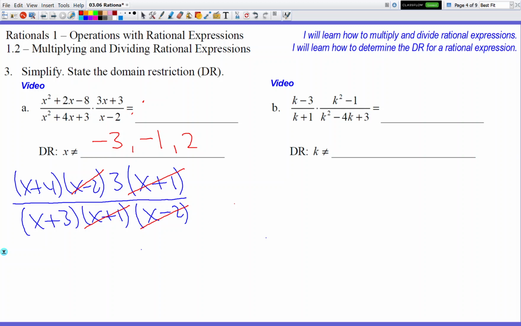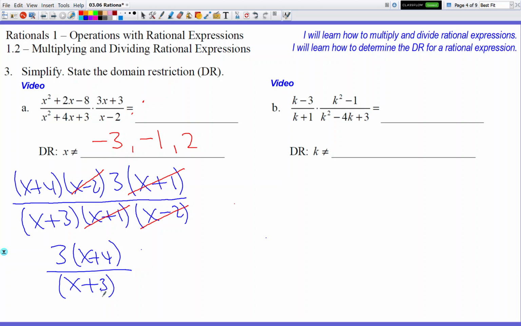All right, so we crossed out the things that match, so let's see what's left standing. So we got a 3 up top, we got an x plus 4 up top, and on the bottom we got x plus 3. And we can just leave our answer like that. Please, please, please do not cross out the 3 on the top and the 3 on the bottom. Do not do that.